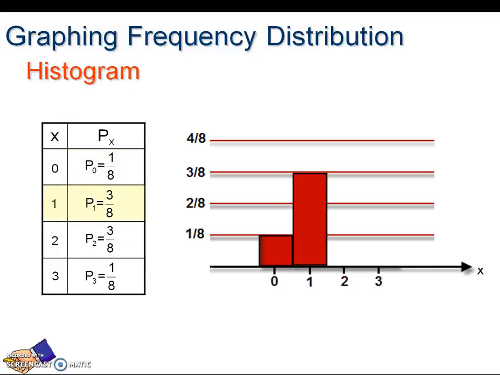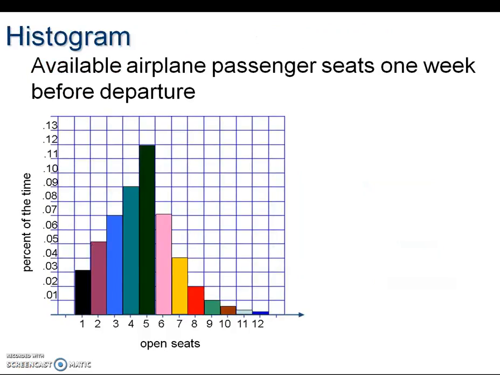So we can then graph the histogram. This gives us what we call a histogram, or a frequency distribution. So histograms tell us how often something happens. For instance, open seats. You have 5 open seats on a plane 12% of the time is the most common, followed by 4 at 0.09, then 0.07. So we have this whole distribution. Very rarely 12 seats.